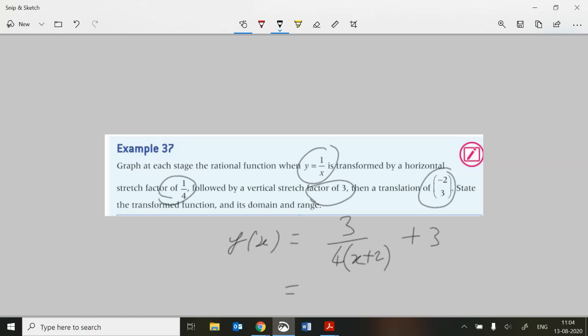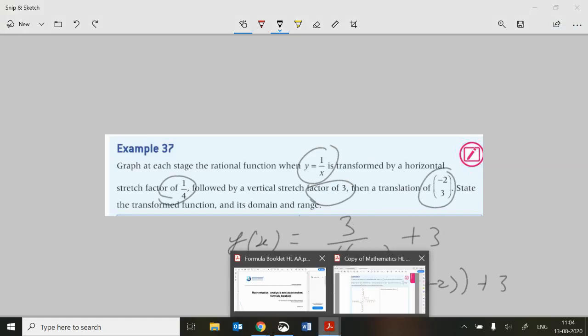And again, if you want to write that in the f of x form, you could say that's going to be f of 4x plus 2 plus 3 times by 3 there as well. Remember what's happening there? That's a stretch of a quarter. That's a translation of -2 in the x direction. And then it's a stretch of 3 in the vertical direction. And then it's plus 3 in the vertical direction as well, in the y direction. Okay, so that's my formula.